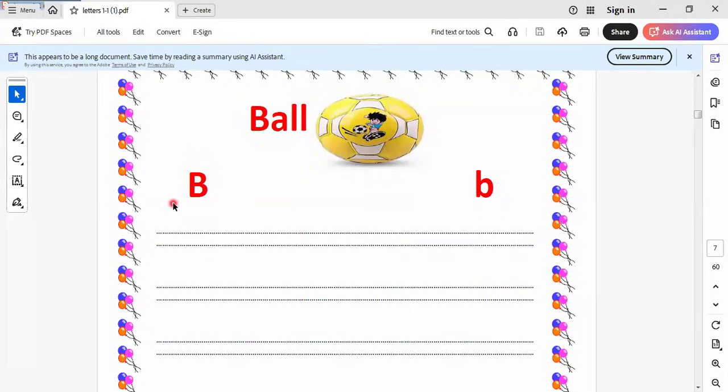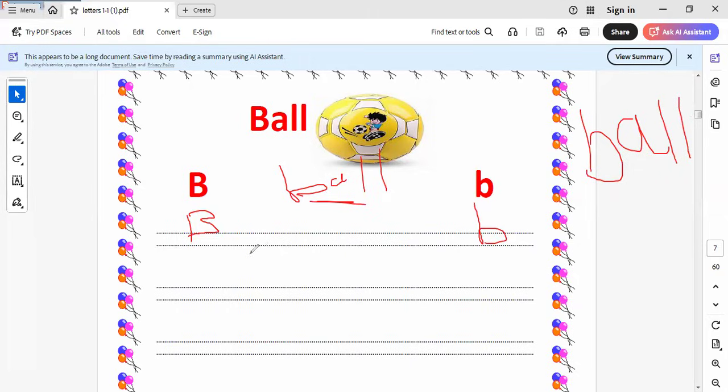Here we have capital B and small b, or B uppercase and B lowercase. So I would like to say capital letter and small letter, as we know. How do I write it? Let's see. Here is capital B and here is small b. And how do I write ball? I write ball like this. This is called ball. I would like to write it in a separated way. So here we have capital B and small b, and here we have ball.